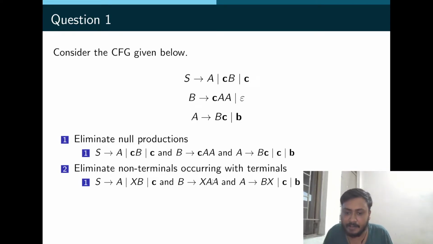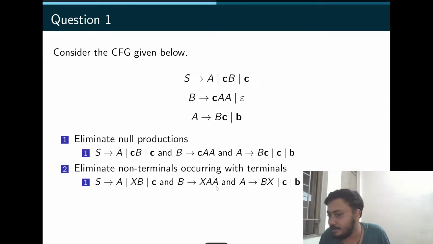So what are our biggest problems over here? One is this rule B gives XAA, because there are three non-terminals on the RHS. And the second one is this one, S gives A. There is only a single non-terminal on the RHS. So we need to take care of these two situations.